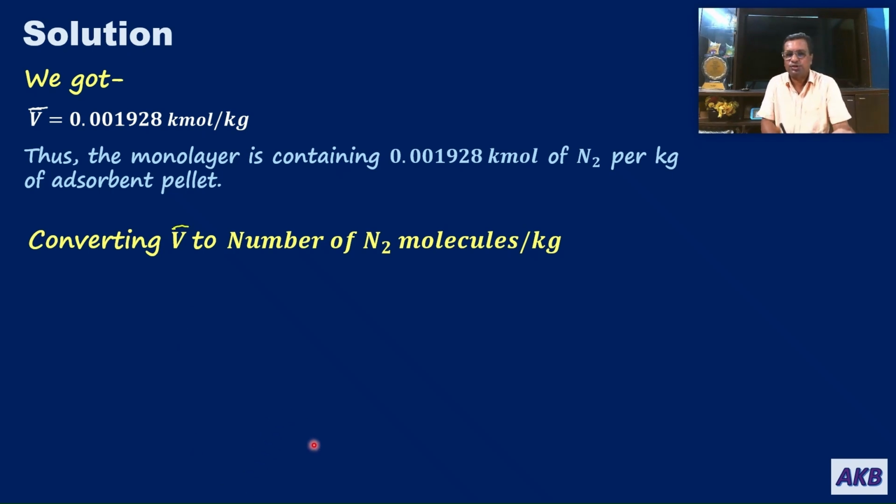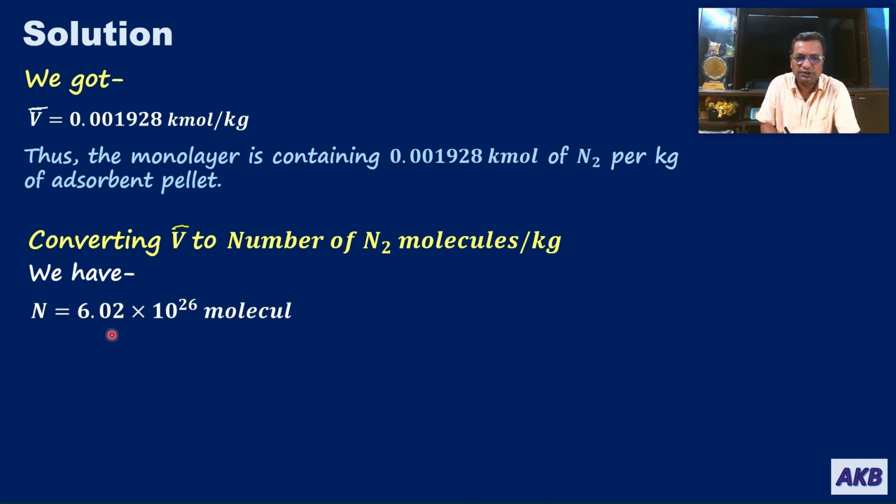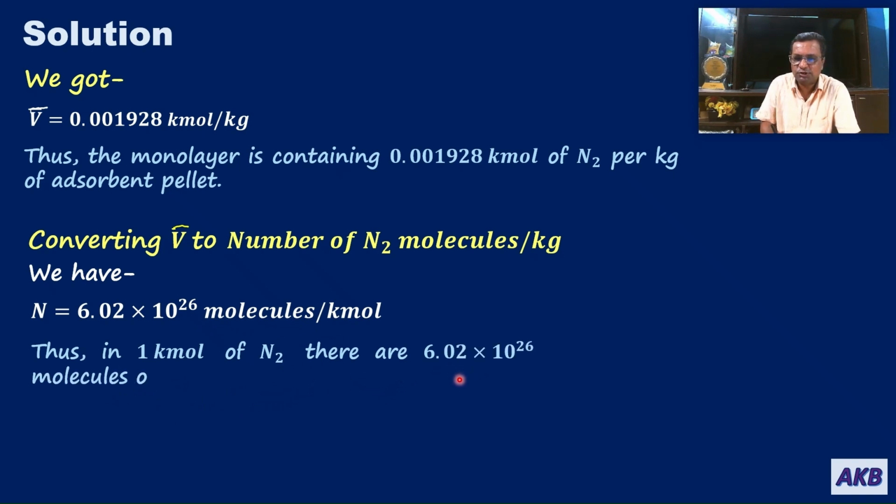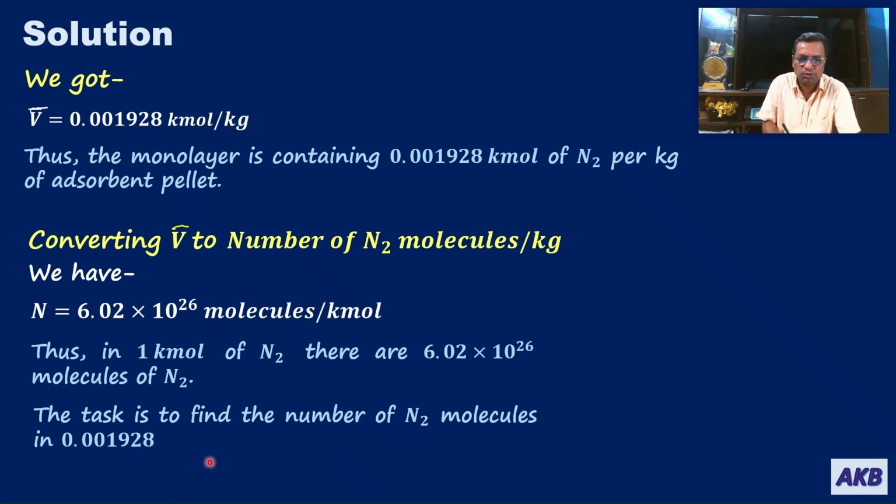For that we are going to use the value of Avogadro number, which is given to us. It is 6.02 into 10 to the power 26 molecules per kilomole. That means in 1 kilomole of nitrogen, there are 6.02 into 10 to the power 26 molecules of nitrogen. Now the task is to find the number of N2 molecules that will be contained in 0.001928 kilomole of nitrogen, occupying the layer, the surface of the adsorbent.